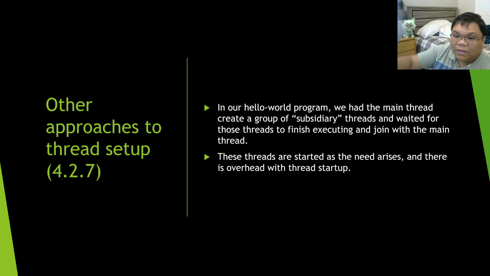There is overhead with starting up threads and joining them back with the main thread. And that overhead adds up really quick. So what if there was a way where I fork and join once and I use threads as needed?